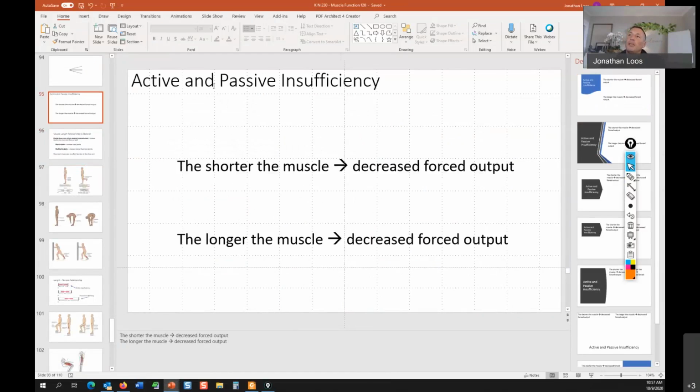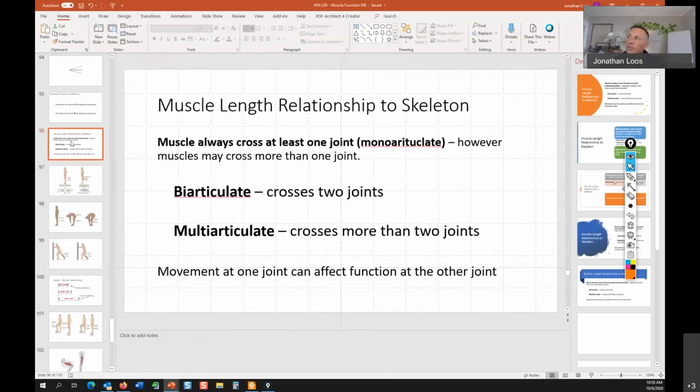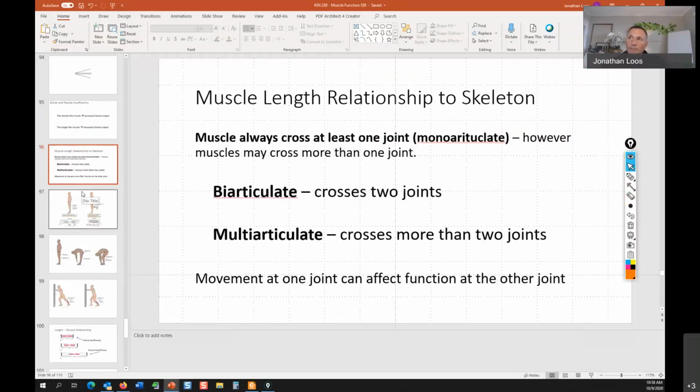Okay, so when we look at active and passive insufficiency, it's really talking about this length-tension relationship. And remember, when we're in a lengthened position or shortened position, we have decreased force output. You're strongest mid-range. And when we look at this concept of biarticulate muscles, these are muscles that cross more than one joint. You have the ability to influence the length based on starting position or the change of the position of a joint somewhere else. So like the hamstring is the best example.